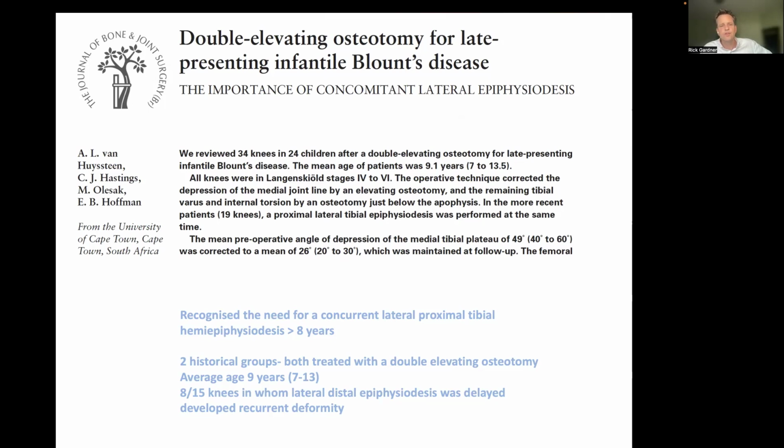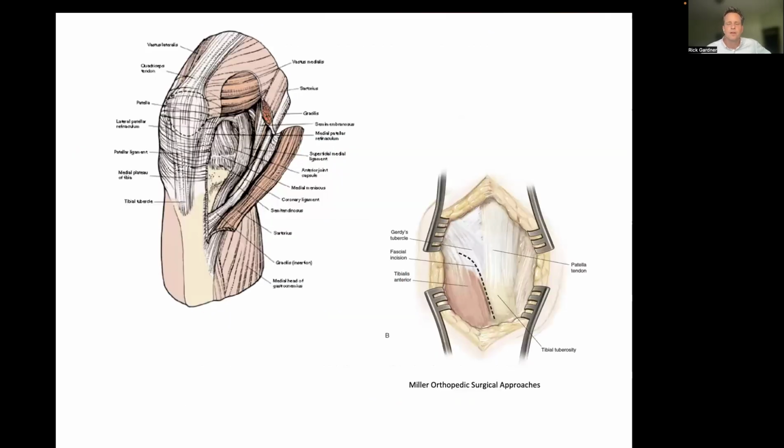And he's really taught us that certainly from the age of 9 and over, we do need to drill out the proximal lateral tibial epiphysis, the proximal lateral tibial physis, which feels early, but without doing that, or at the very least putting an 8-plate or some guided growth over it, recurrence, and very rapid recurrence, is guaranteed.